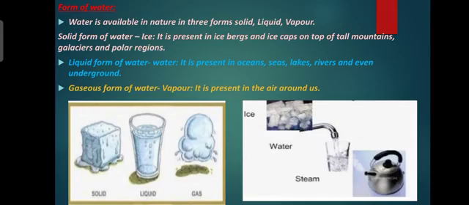Second one, liquid. The liquid form of water is present in oceans, seas, lakes, rivers and even underground. Third one, gas or vapor. It is present in the air around us.